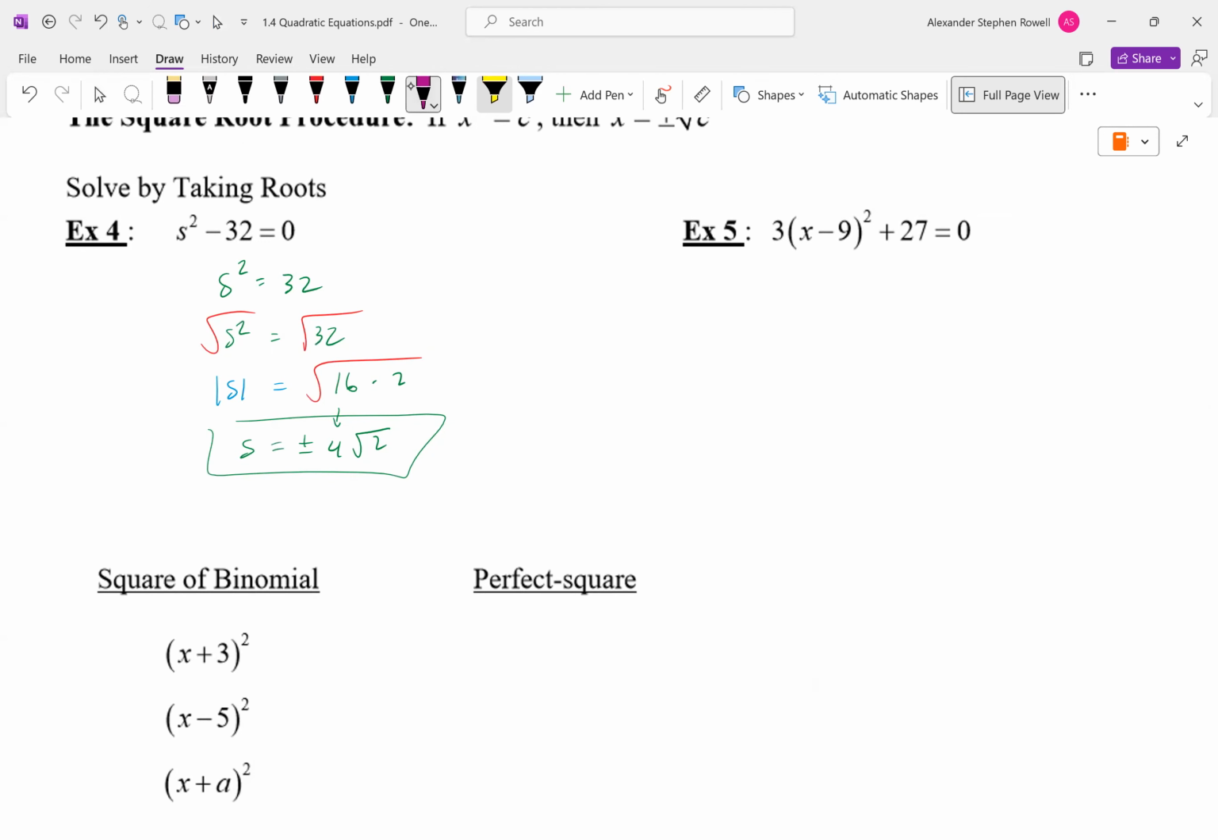All right, example 5. I see only one x, it's in a perfect square. It means I can use the square root property. Let us subtract 27 from both sides. What should I do next? Divide by 3, good. You should think reverse, outside in. So multiplying by 3 is the last thing that's done. So to undo that, we divide both sides by 3. That gives me x minus 9 squared is equal to negative 9.